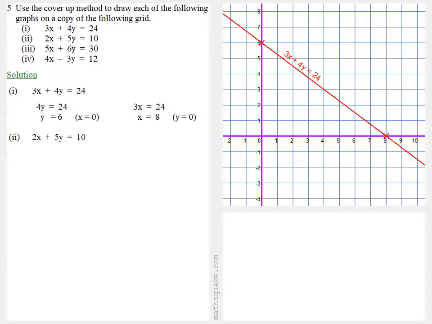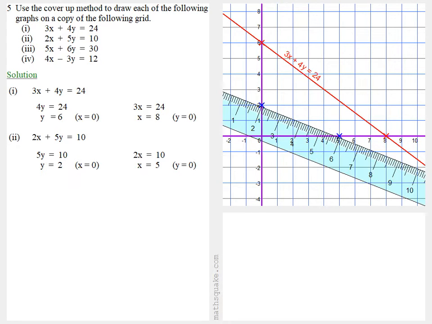In part 2, we've got 2x plus 5y equals 10. If we cover up the x term, that gives us 5y equals 10, or y equals 2. If we cover up the y term, we get 2x equals 10, or x equals 5. So we can plot the points (0, 2) and (5, 0). And then if we join up with a straight line, that gives us the graph of the equation.